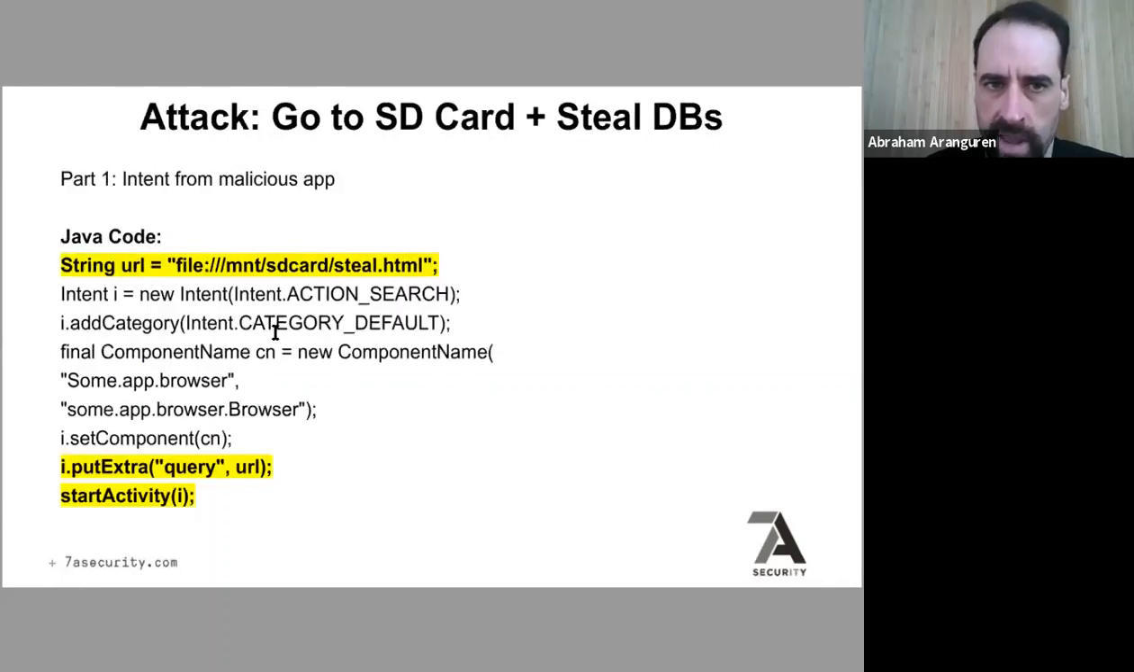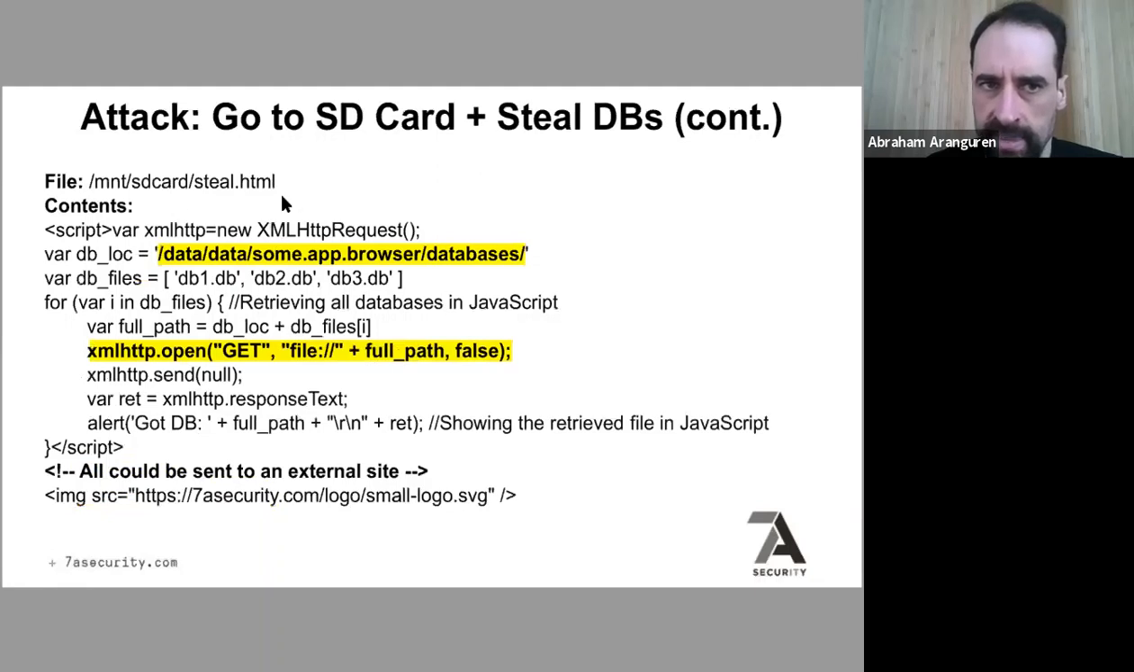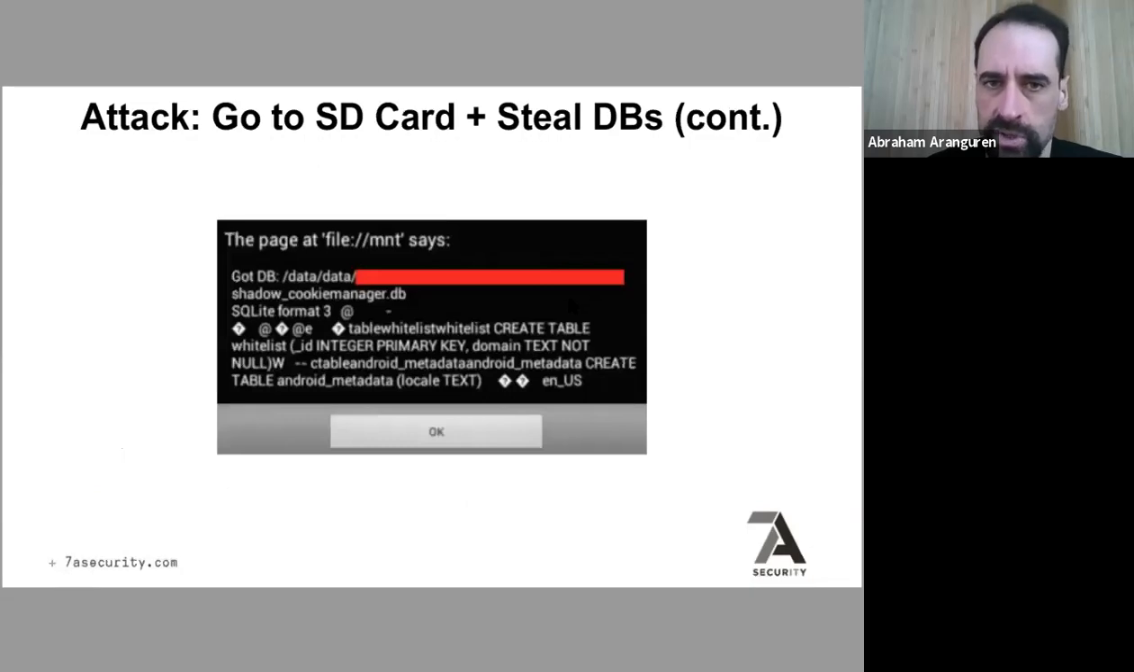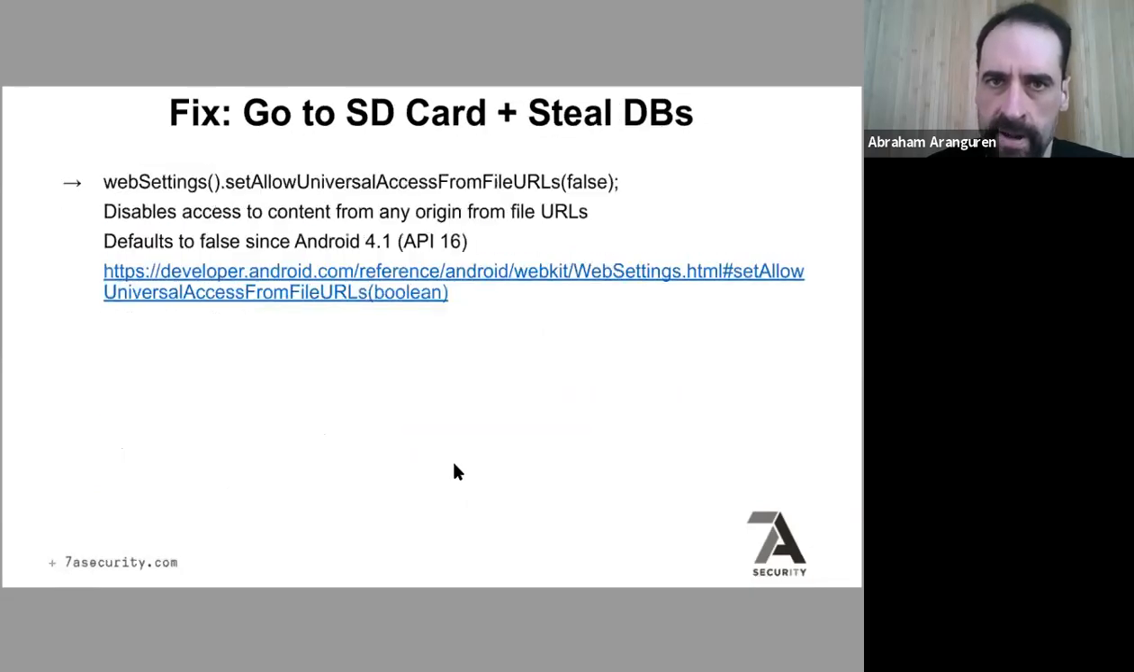So you can create a steal.html file on the SD card, and then you can send an intent to the application as a malicious application. And then when the vulnerable application navigates to this file URL, you can try to steal local files and so on. The vulnerable application navigates to steal.html, and then you can start dumping all the databases in the private storage of the application, which is something that a malicious application without root privileges would not be able to do on Android. So this is an example of this.